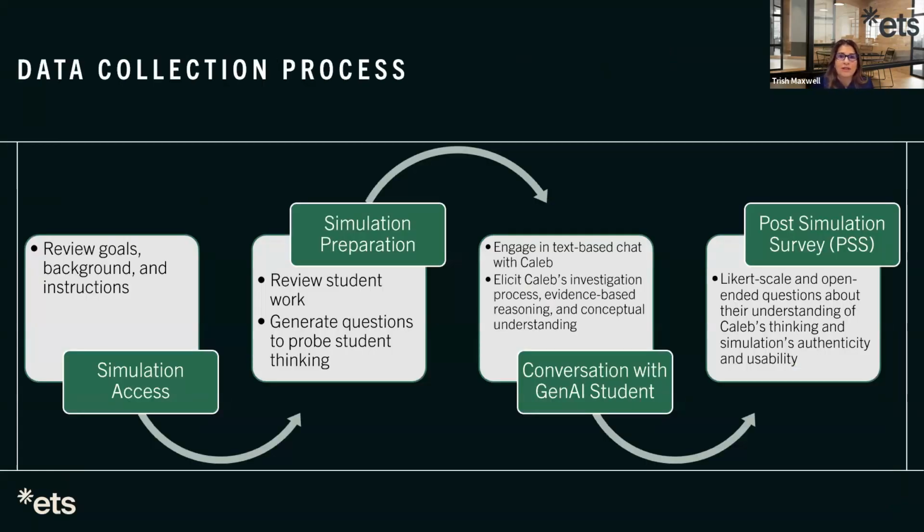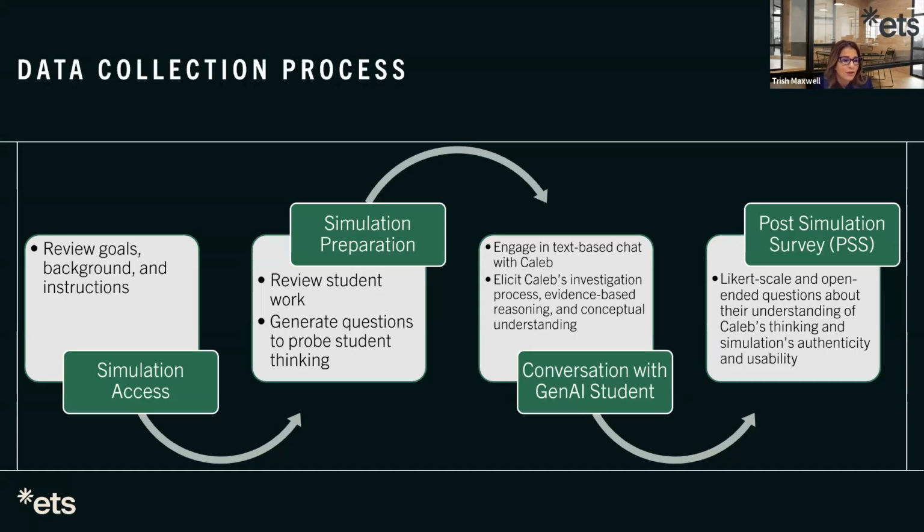The process that we used with these pilot study participants involved 4 main steps for data collection. First, the participants accessed the GenAI simulation platform, just like you did, and they reviewed the written materials to learn about the scenario and what they should do to prepare for and engage in the simulation. Then each participant prepared for the simulation by reviewing Caleb's work and Caleb's claim, and then brainstorming questions that they could use to elicit the student's thinking about how he determined what the mystery substance was and the conceptual understandings about the properties of matter that Caleb had, just like you thought about and brainstormed with Shreyashi.